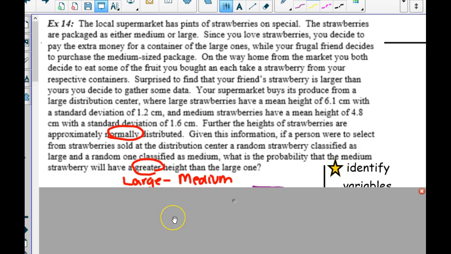Well, to figure out if something's greater, we're going to use subtraction. For example, my husband's taller than me. How do I know? I take his height, I subtract my height, and we get a positive number. That's how much taller my husband is than I am.